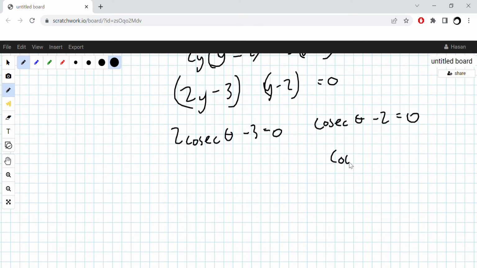Cosec theta equals 2, and cosec theta equals 3 over 2.